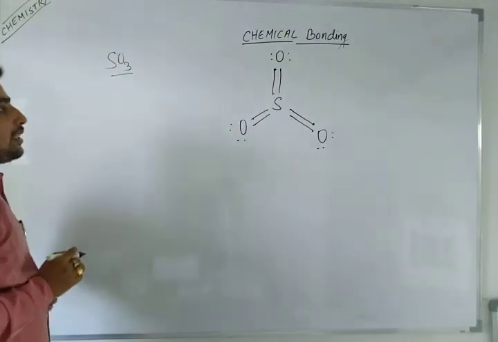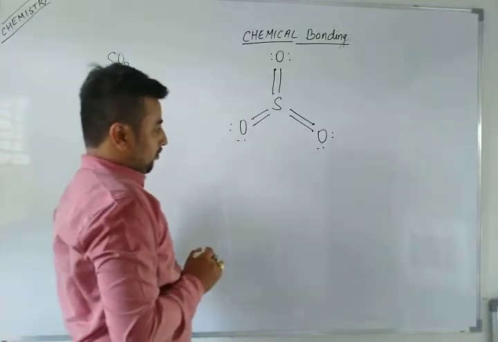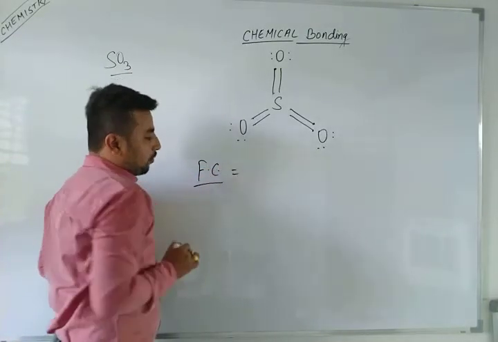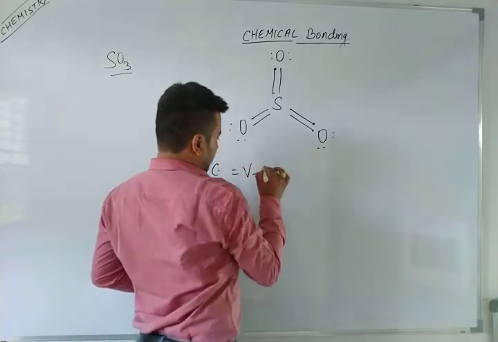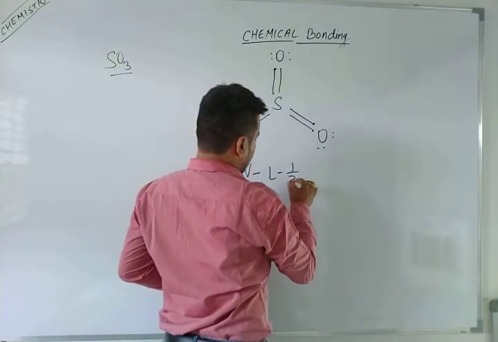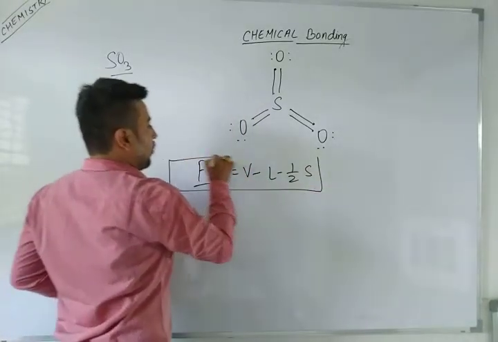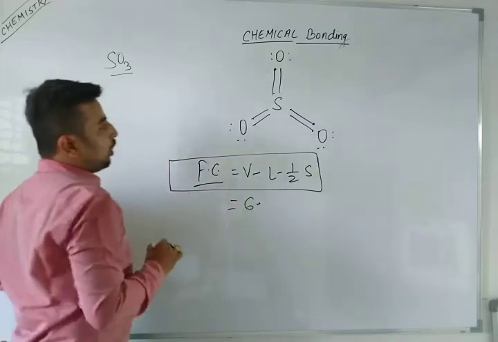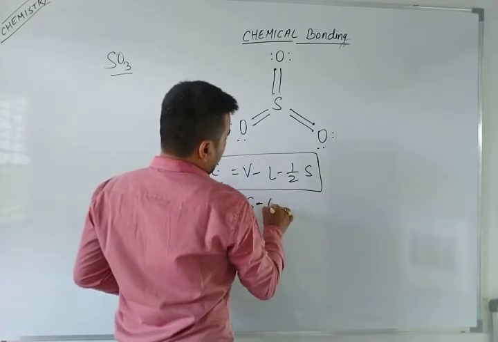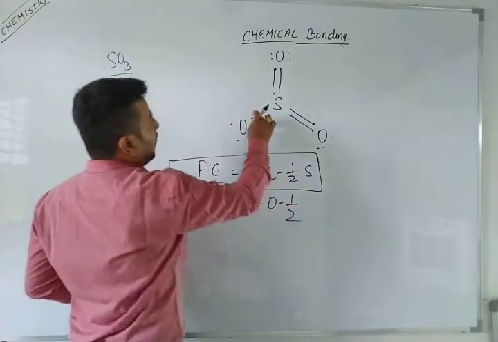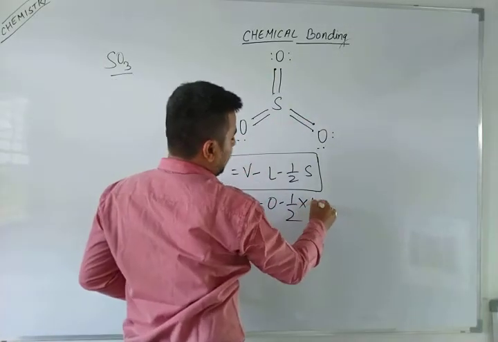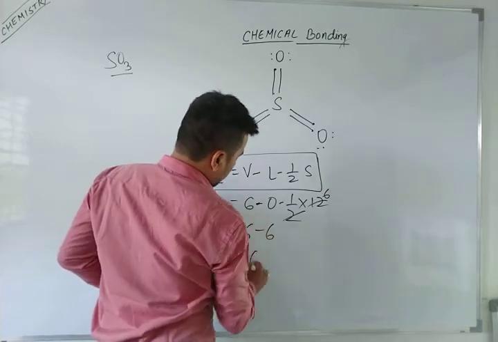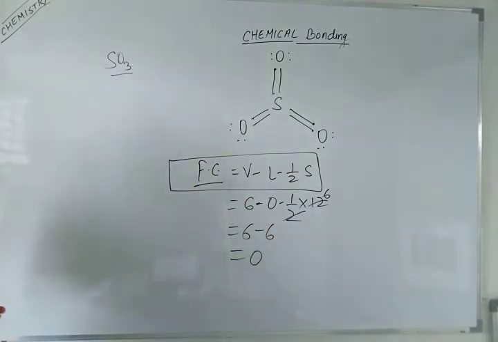Now calculate the formal charge of sulfur here. Formal charge formula, have you remembered? What is the formal charge formula? Valence electron minus lone pair electron minus half into shared pair electron. This is the formula of formal charge. So what is the valence electron of sulfur? 6. Lone pair 0. Shared pair, half into 1, 2, 3, 4, 5, 6, that is half into 12. I hope all of you have understood the formal charge.